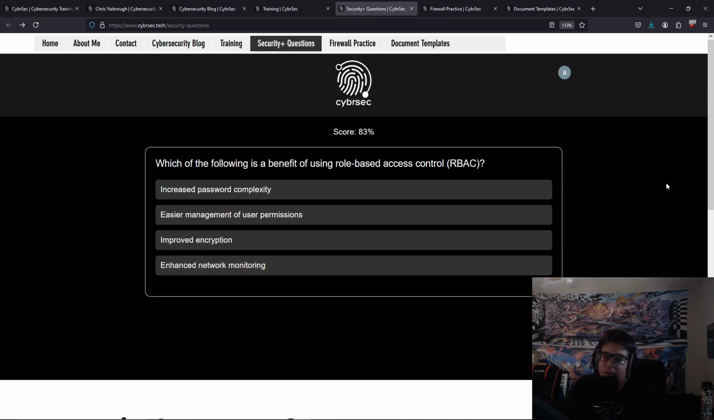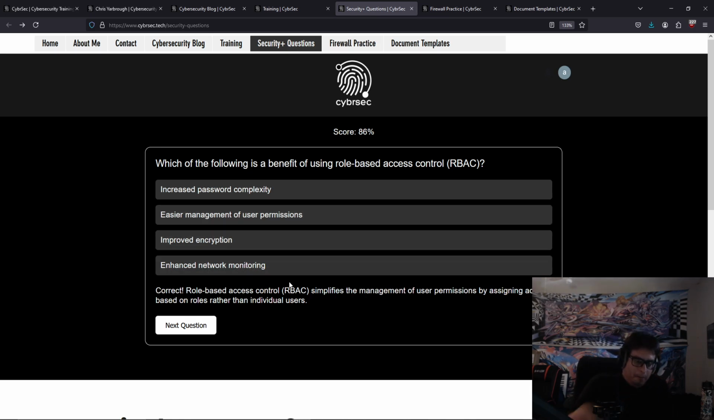Which of the following is a benefit of using role-based access control? Role-based. So it doesn't have to do with the password complexity or encryption or network monitoring. It's management of user permissions, access control, user permissions. Correct. RBAC simplifies the management of user permissions by assigning access based on roles rather than individual users.